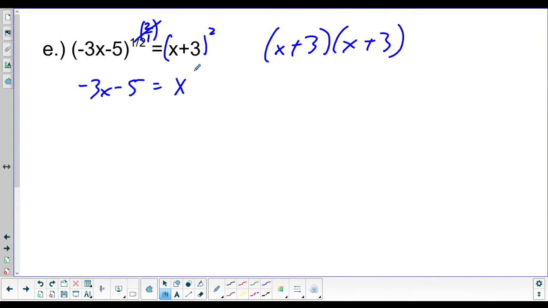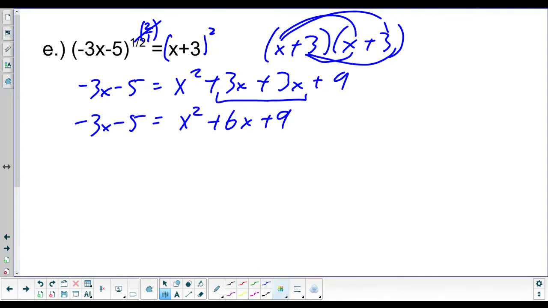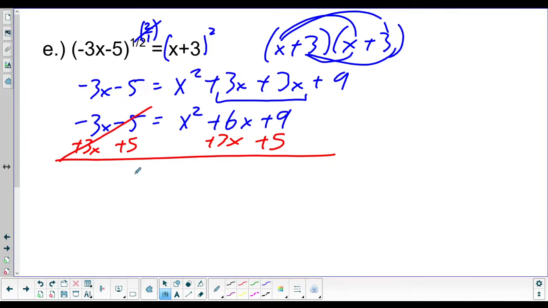We're going to FOIL, and we get x squared plus 3x plus 3x plus 9. Combine like terms in the middle. So we have negative 3x minus 5 equals x squared plus 6x plus 9. Now, just like the last example in the last set of notes, we're going to move everything to one side. We have to do inverse operations. So we're going to add 5 and we're going to add 3x. So these cancel. 0 equals x squared plus 9x plus 14.